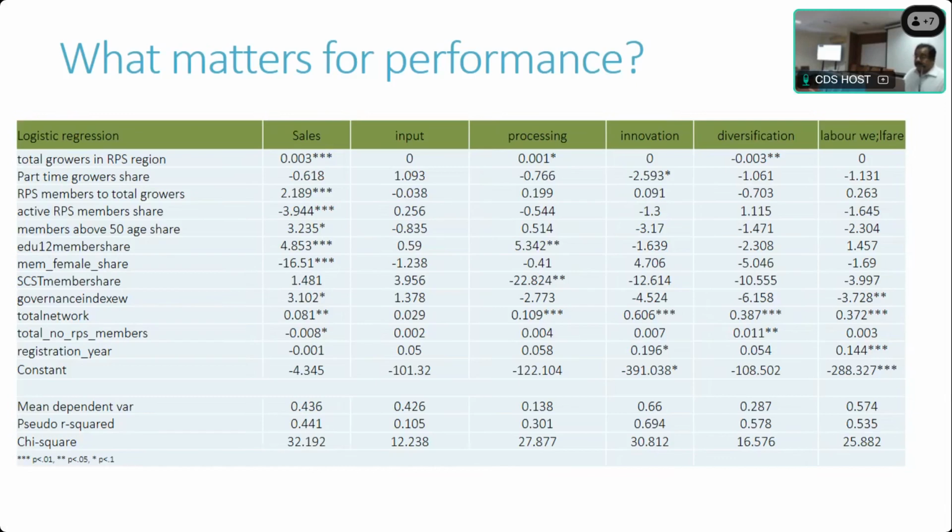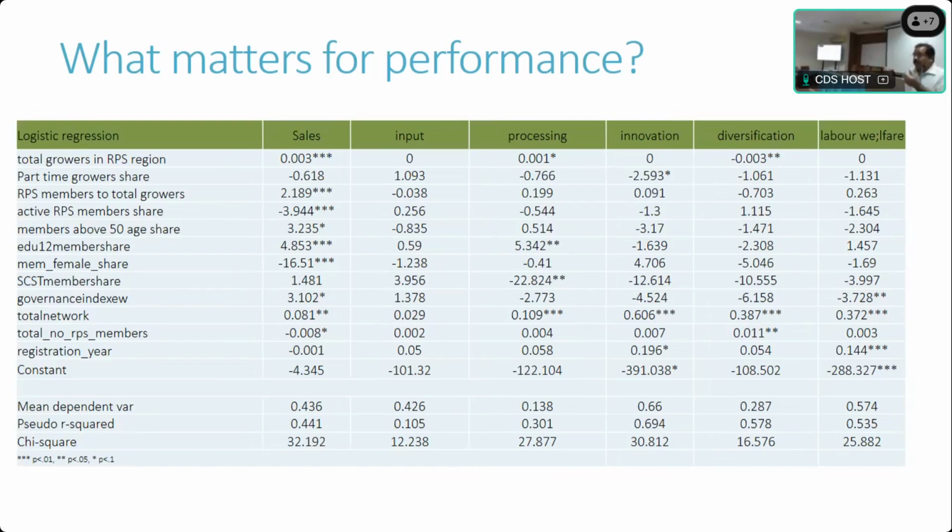On labor welfare, there seems to be a negative. Now, I think that is an important thing to note over here: that if the RPS is well governed, then it may not be having positive effects on the labor welfare. The problem here is that when we say it is well governed, it means that it is governed according to the structure that has been given. So it is actually governing well, but on the basis of what it has been asked to govern.